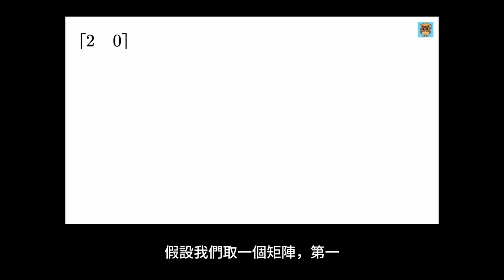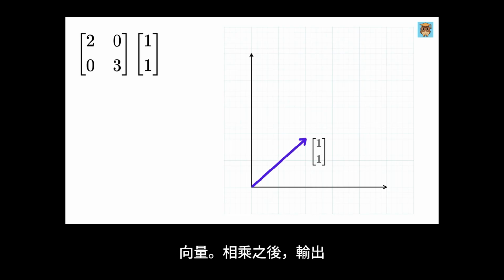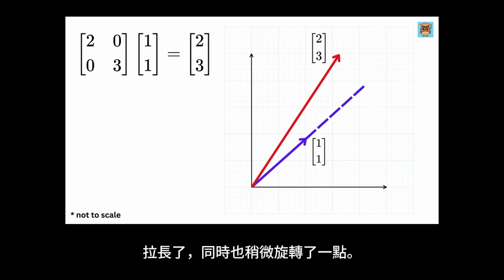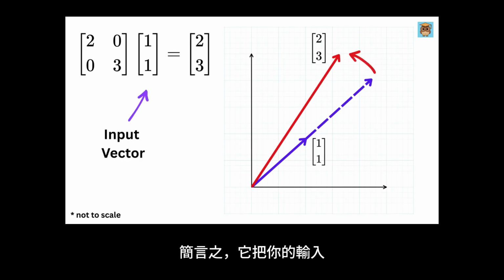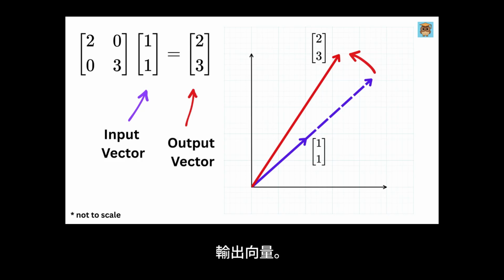Suppose we take a matrix with the first row as 2 and 0, and second row as 0 and 3. Now multiply this with a vector 1 and 1, which looks like this vector. After multiplication, the output vector becomes 2 and 3. This means the original vector 1 and 1 got stretched, and it was also rotated a bit. In short, it transforms your input vector into another vector, which we call output vector.